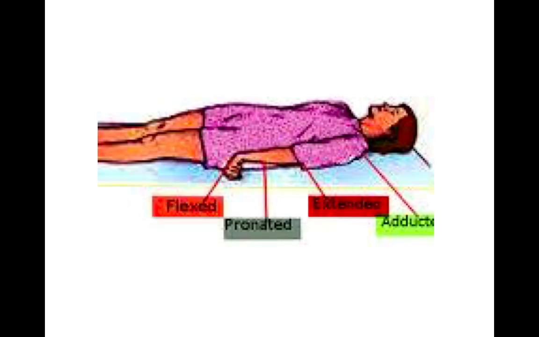Look at this patient in decerebrate rigidity. There is adduction at the shoulder, internal rotation, extension at the elbow, the forearm is pronated, the wrist is flexed, and the lower limbs are extended.